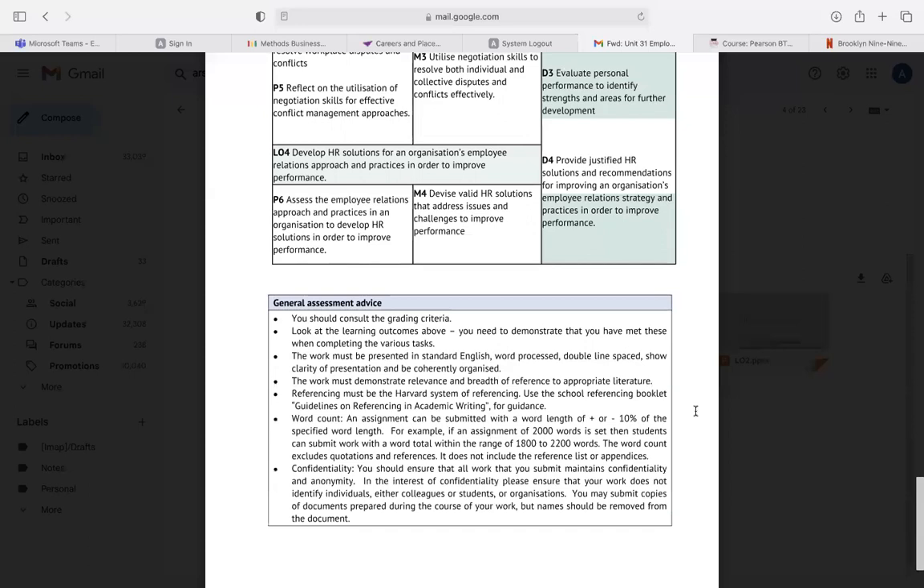Again, general assignment advice. We went through this. Use correct language control. Make sure that your work is clear, not confusing, properly double line spaced so that the work is properly read by your assessor. You can go 10% over or under the limit. So for this assignment, it's 2,000 words. So 2,000 words, 10% over or under, 200 over or under. And make sure that it's your own work.